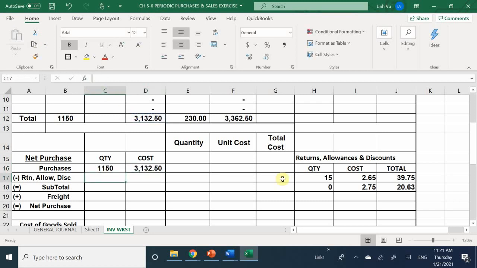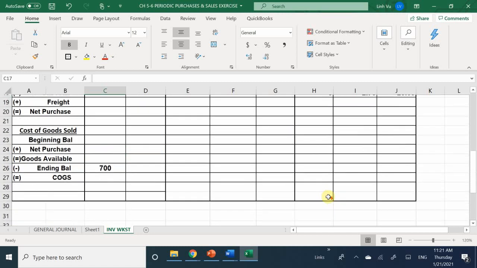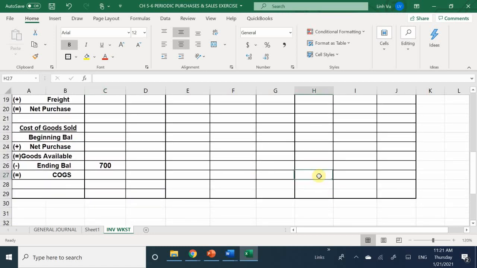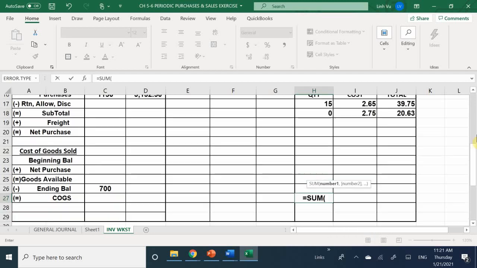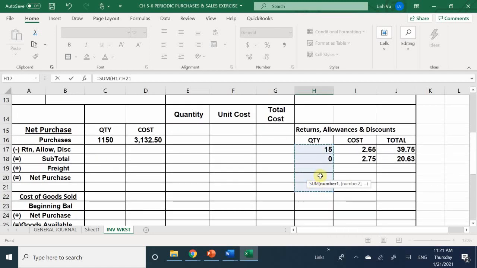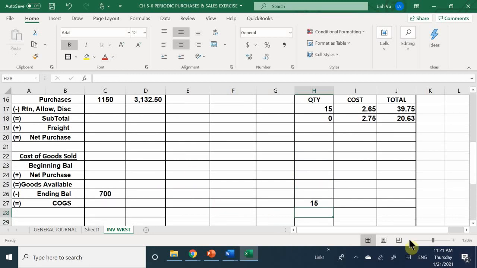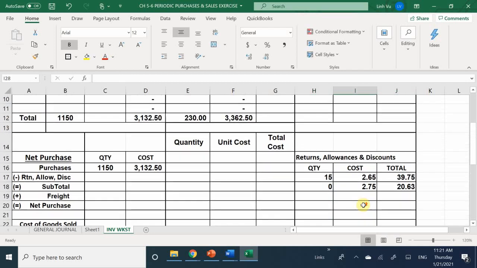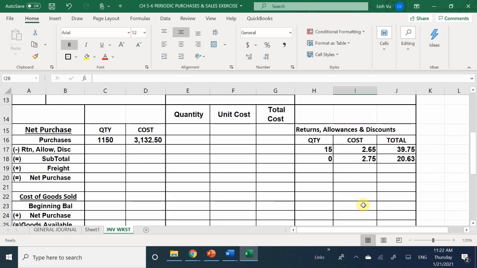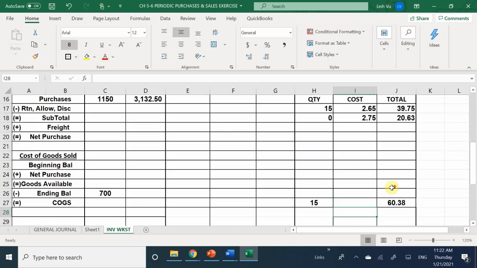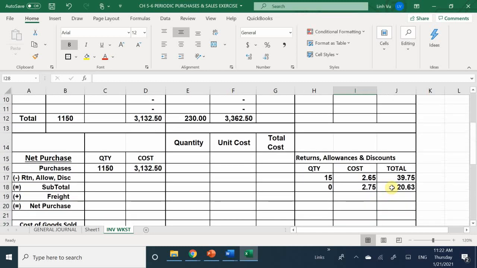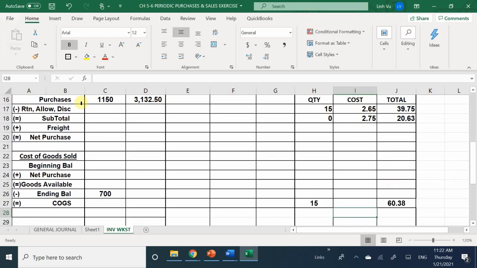3,132. Okay. Now we also have to look at how many returns and allowances we have. So in this case, I'm going to go ahead and plug in my formula here to get an accurate number. So how many total items did I return? 15. Okay, at what cost? $265. 6038 minus 260. Okay, yes. The total cost of me returning everything was 6038. Okay?